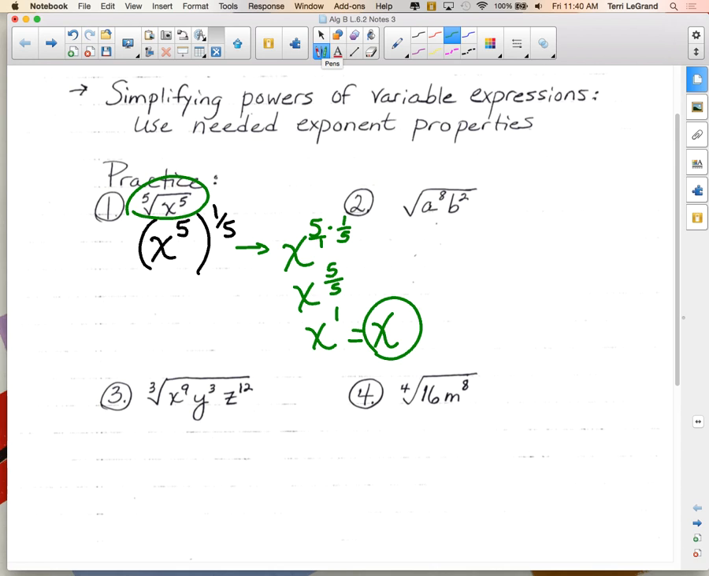So again, remember this says, what times itself 5 times gives you X to the 5th? Does X times X times X times X times X give us X to the 5th? Yes, absolutely it does.